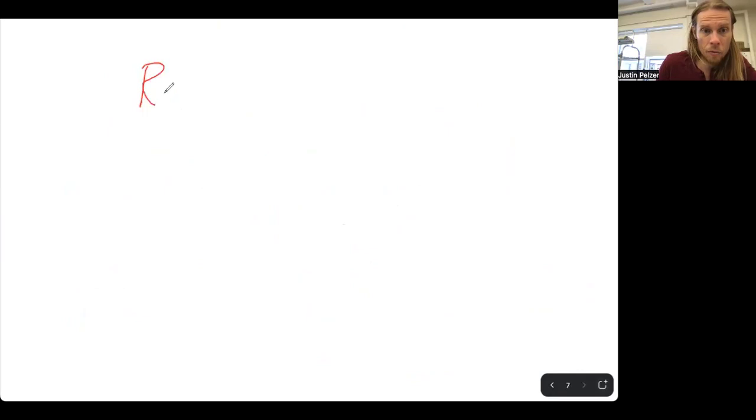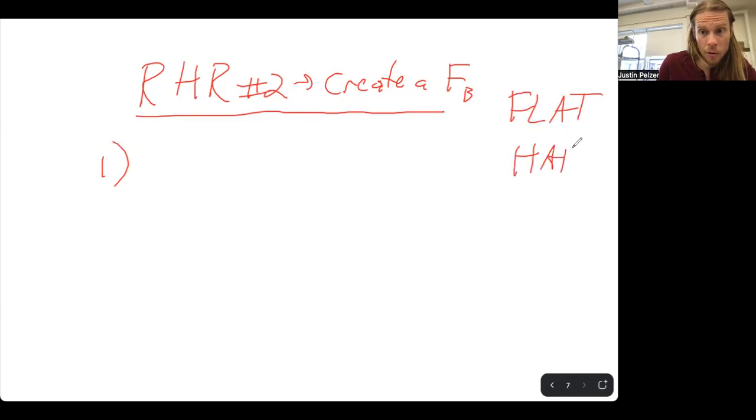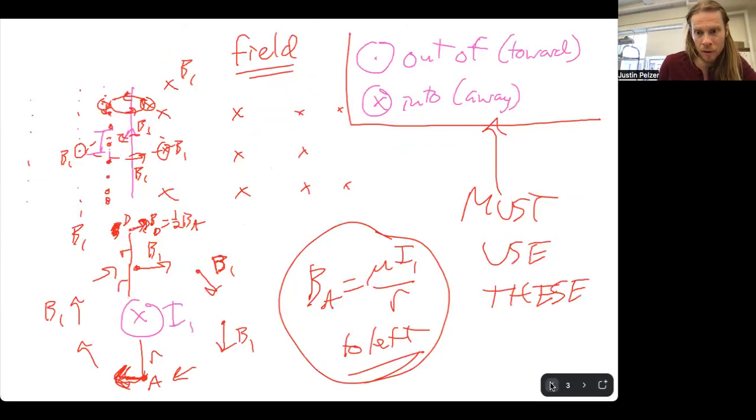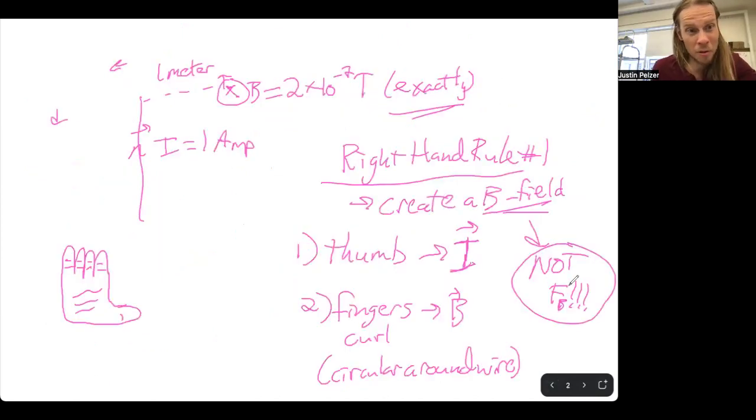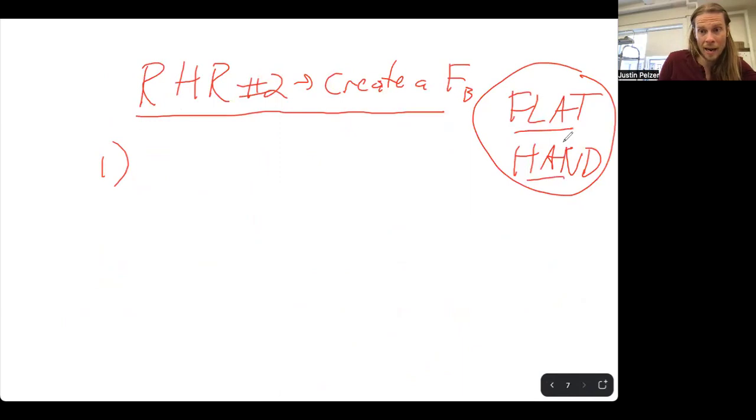So the right-hand rule number 2 is how to create, I was going to say create an FB, create a magnetic force, because that's how you read this. So this, you must have a flat hand, no curling here. I always say between the right-hand rules, they are not the same. There was right-hand rule number 1, that's completely different than right-hand rule number 2. This is for creating magnetic field. This is for creating magnetic force. They are different. Here, you must have a flat hand.